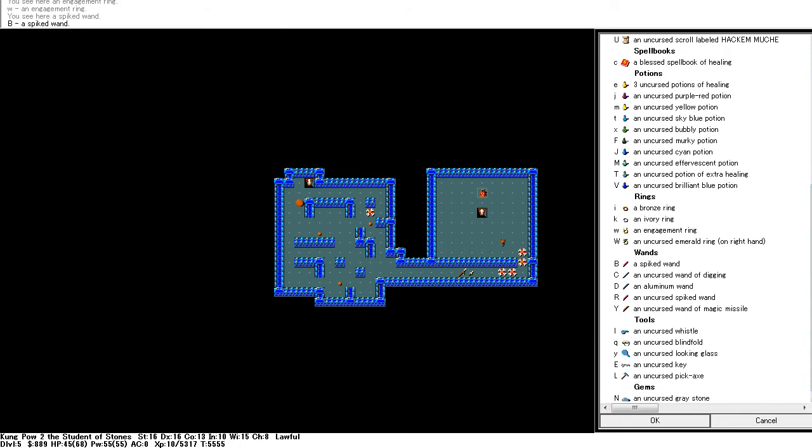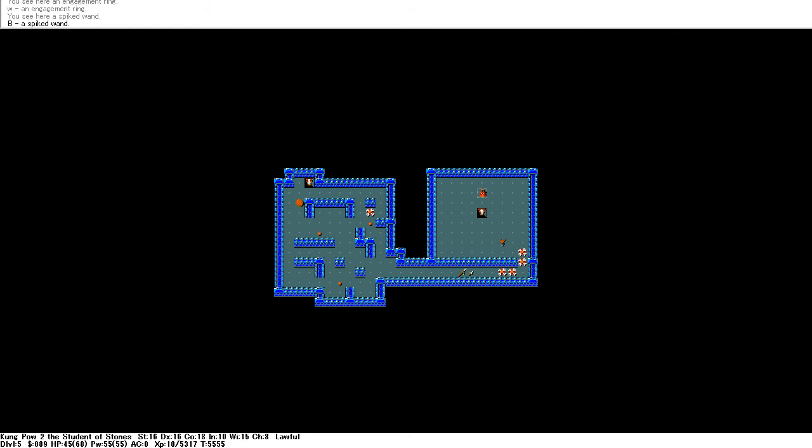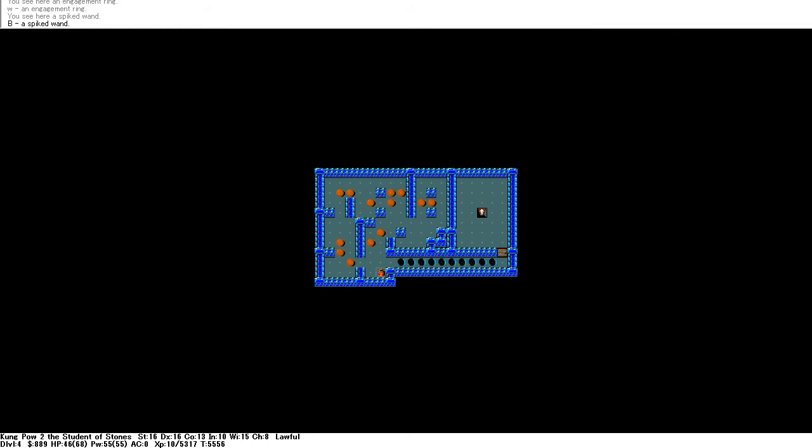Uncursed emerald ring. Okay. Up to the next level. And this looks fairly easy, actually. There's a tin here. Two of them. Oh, you... Okay.